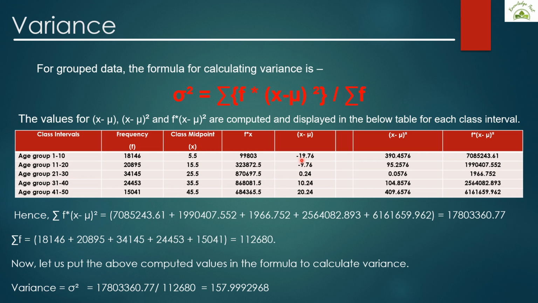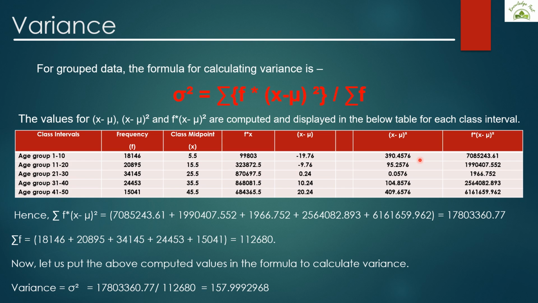Now we are calculating the value of x minus mu for each class interval, where x is the class midpoint of the respective class interval and mu is the mean of all the class intervals. So 19.76 minus 19.76, this is the first x minus mu value for the first class interval. Similarly, minus 9.76 is the x minus mu value for the second class interval, 0.24 for the third class interval, and so on.